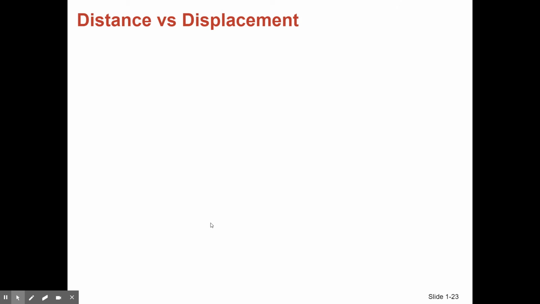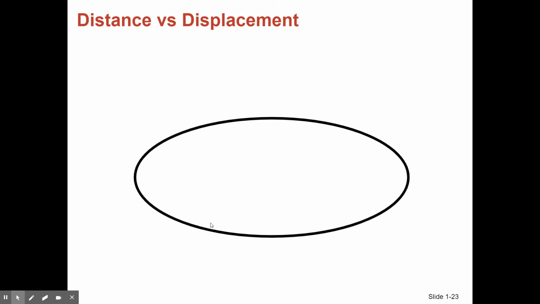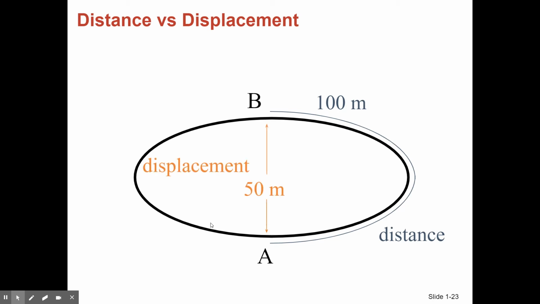Distance and displacement. So what's the difference here again? Here we have an oval track, a circular track. Here we have 2 positions, A and B. If I go from position A to position B along the track, I went 100 meters. That's my distance. But my displacement is how far I am from where I started. So if I start at A and I end at B, my displacement is just 50.